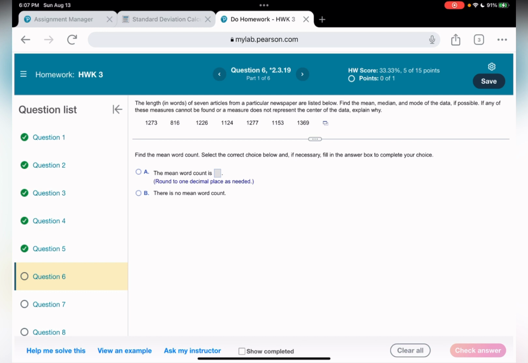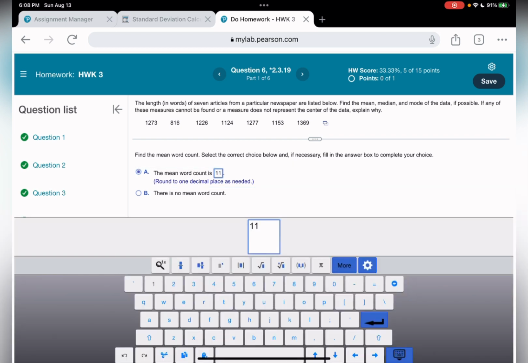1369. So how many numbers do we have? 1, 2, 3, 4, 5, 6, 7. So this summation I'm dividing by 7, and I'm getting 1176. So we can round to 1 decimal place. So it's going to be, let me see, 1176 point, well, 0.8.